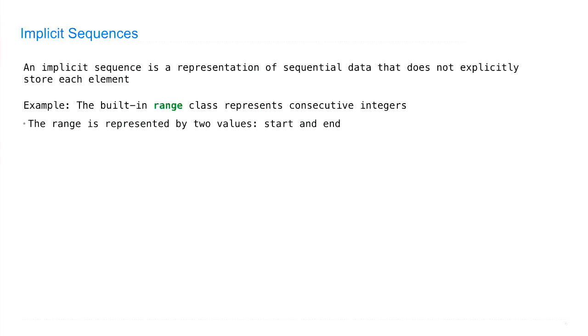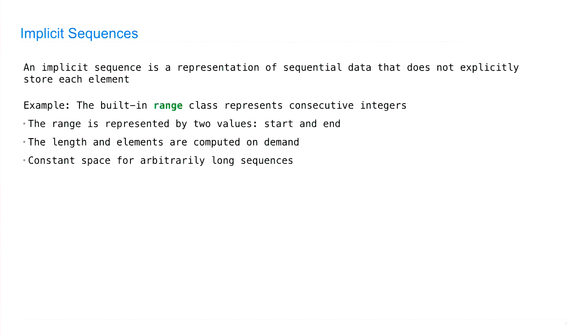It's really just representing that sequence of integers by remembering where it starts and where it ends. And any other integer in the middle you can compute. So the length and the elements are computed on demand. And this is quite a clever idea. It means that I can represent a range of arbitrary length using only 2 numbers, or a constant amount of space, which could be much more efficient than actually representing the whole list of integers explicitly.